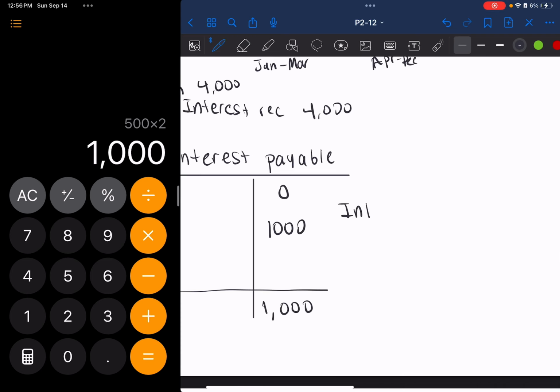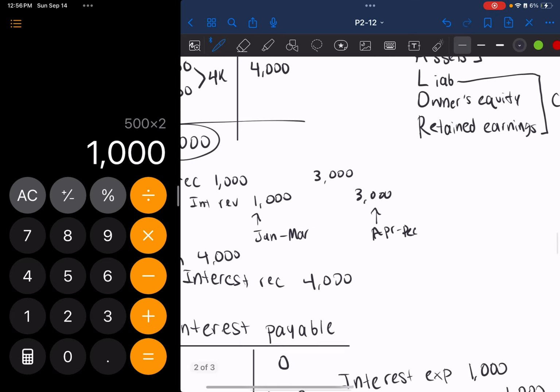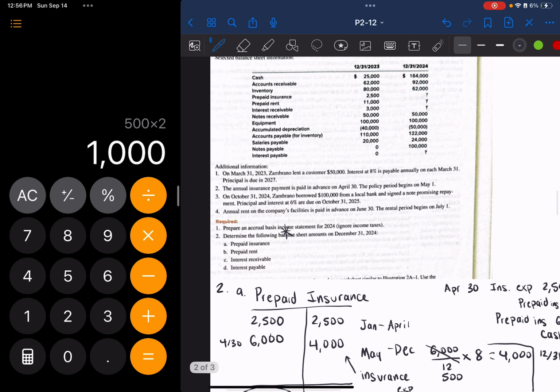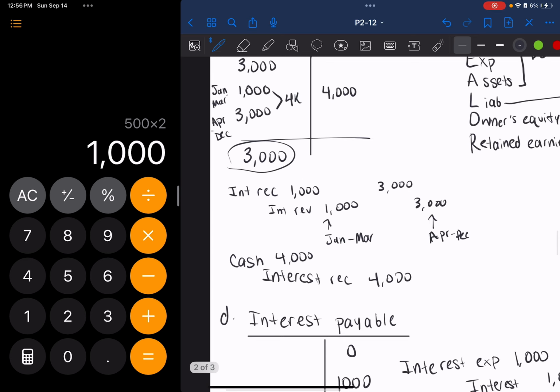Basically, the entry would be interest expense 1,000, and you increase the payable by the same amount because they incurred the expense, but they don't pay it until October 31st of the following year, I believe. So then that is it for number 2.